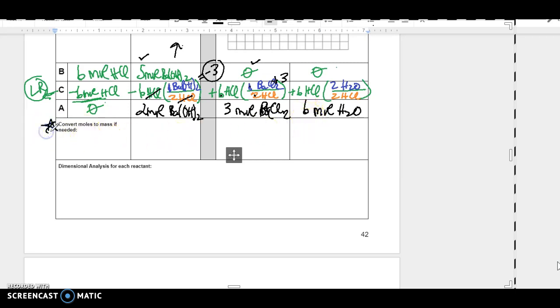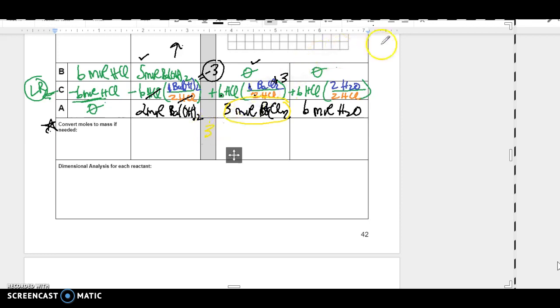Now I'm actually going to find the answer to the question, which they said, what mass of BaCl2 is formed? So this is the guy that I care about. I can do it for any of the other ones, but it doesn't ask it, so I'm not going to do it. But you can really do it for any of them.